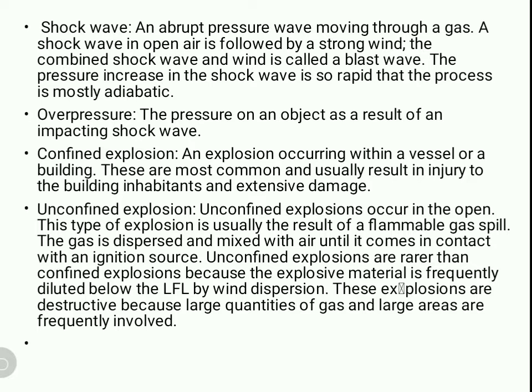Now the next important definition is the shock wave. A shock wave is an abrupt pressure wave moving through a gas. A shock wave in open air is followed by a strong wind. The combined shock wave and wind is called a blast wave. The pressure increase in the shock wave is so rapid that the process is mostly adiabatic. So these shock waves are also created when an explosion takes place.